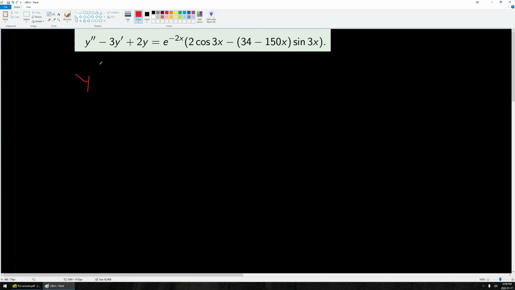So we're going to make the ansatz that y sub p is going to be equal to u e to the minus 2x. Okay, so here we could already guess what the form of u needed to be from our previous work, but here we're just going to let u be arbitrary.